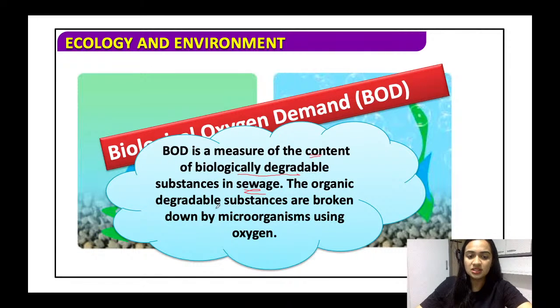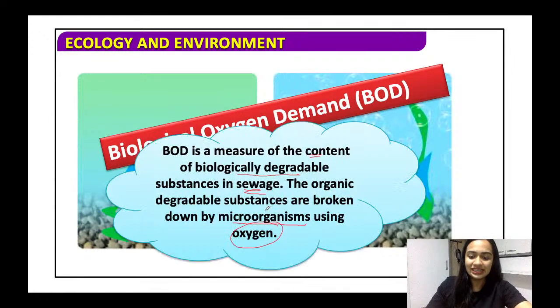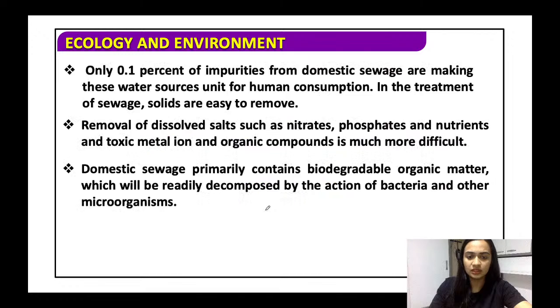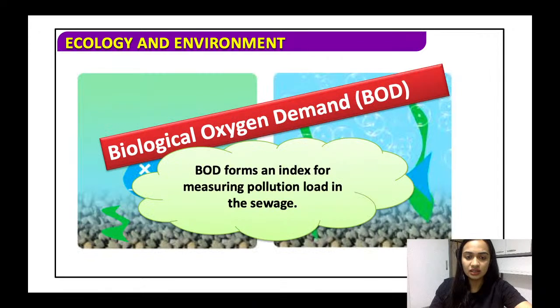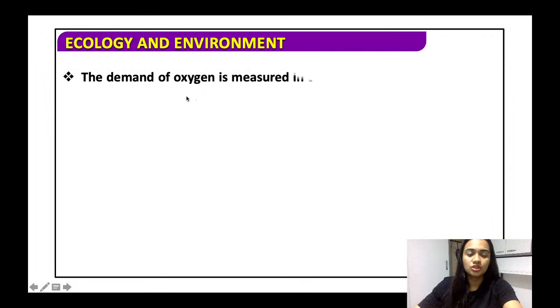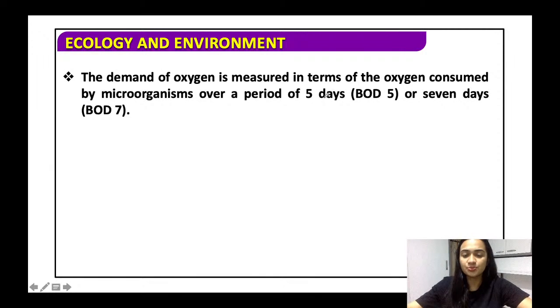सो द ऑर्गेनिक सब्सटेंसेस which are degradable are broken down by microorganisms, और ये क्या यूज करते हैं, ऑक्सीजन. ठीक है, सो बीओडी बेसिकली इंडेक्स बन जाता है. So now your BOD acts as an index, ठीक है, and it is used as a measure for pollution, especially for the load in the sewage. So the demand of oxygen is measured in terms of the oxygen consumed by microorganisms over a period of 5 days. So period क्या होती है, 5 days or 7 days.